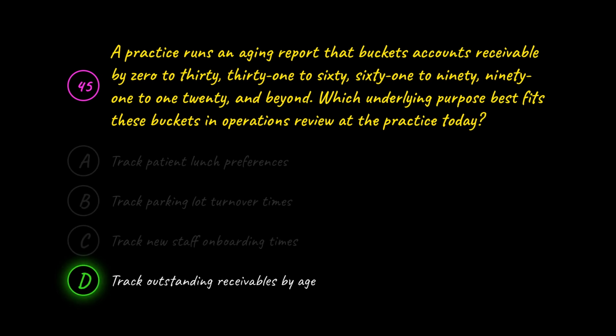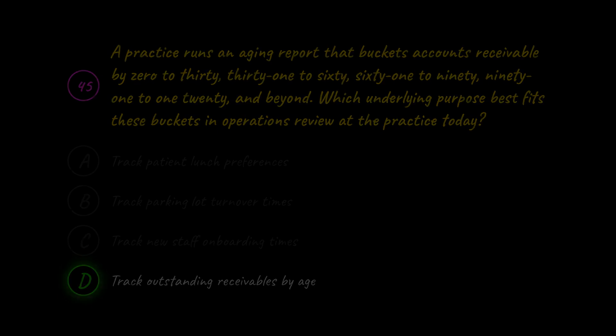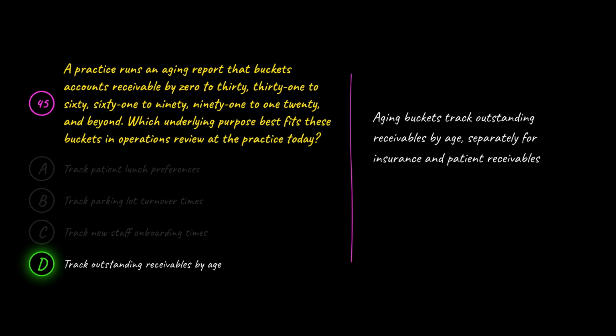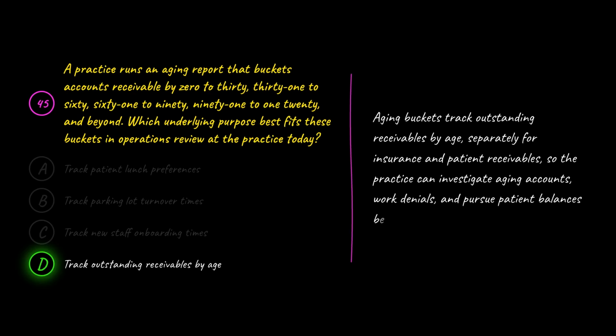The correct answer is D. Track outstanding receivables by age. D is correct because aging buckets track outstanding receivables by age, separately for insurance and patient receivables, so the practice can investigate aging accounts, work denials, and pursue patient balances before they become uncollectible over time.